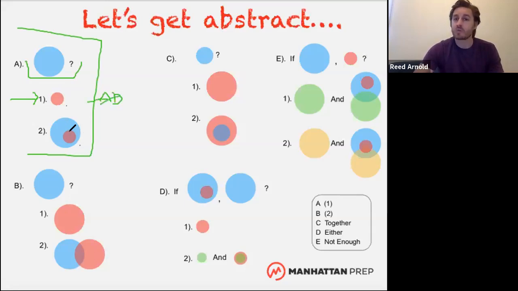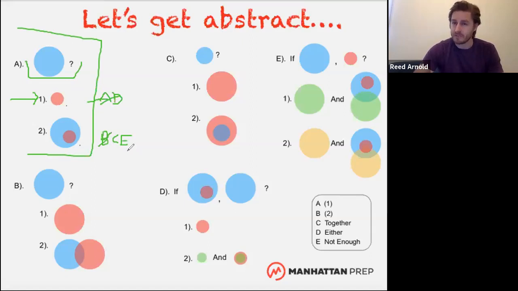Statement two tells me that red circles are in blue circles. But I don't know if I'm in a red circle. That's statement one. I have to forget statement one for a second. So I don't know if I'm in a blue circle because I don't know if I'm in a red circle. I'm just told that red circles are in blue circles.